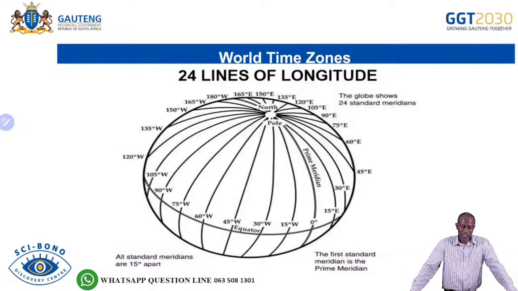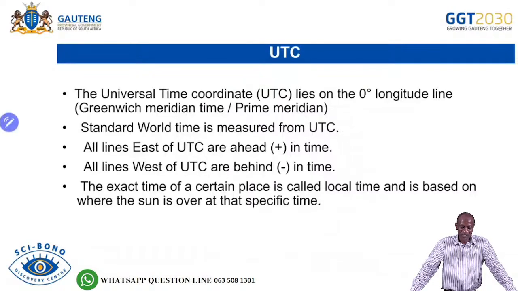The world time zones. The diagram that is reflecting here shows you the lines of longitude that we said run from north to south, vice versa. They are 24 in number, and they run from the North Pole to the South Pole.